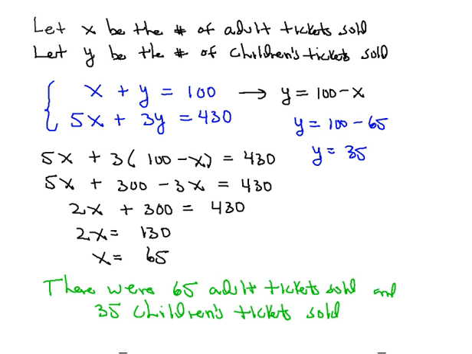Now it's pretty clear that 65 plus 35 equals 100, which means it satisfies the first equation. So let's next check those values in the second equation.